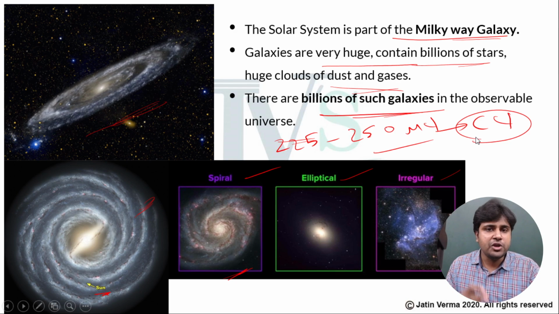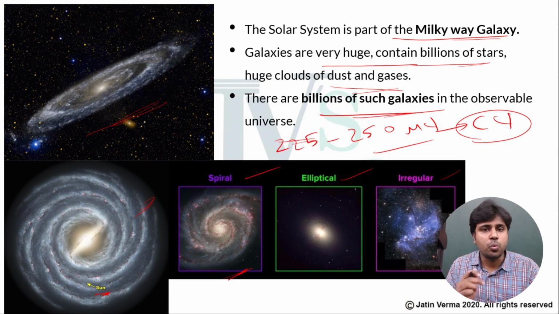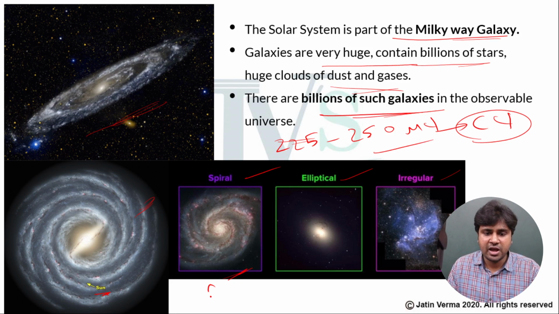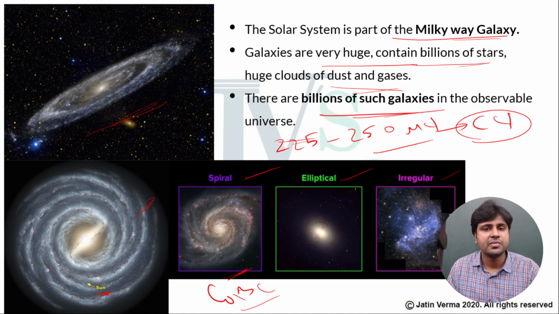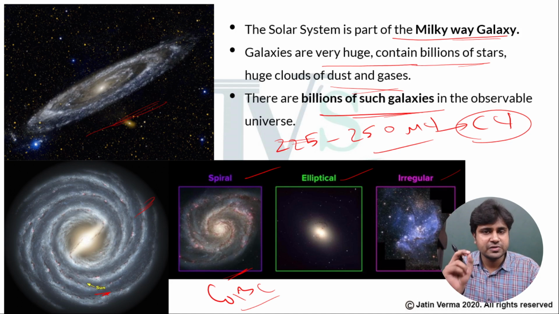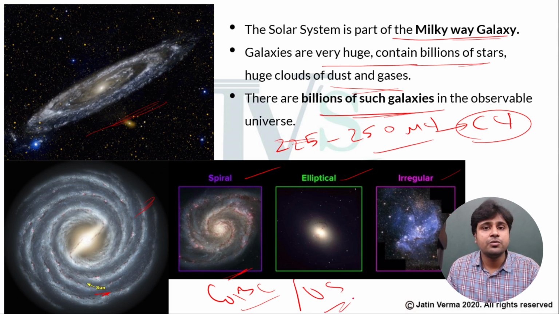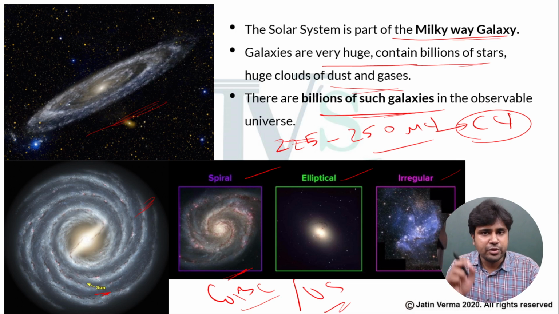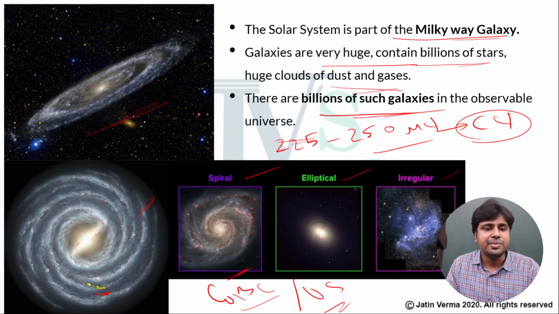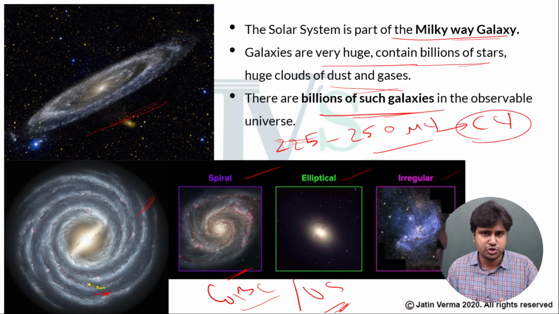Okay, now let me just tell you something which is very interesting. So if you reduce the size of sun to a white blood cell, now we know that we have white blood cells, right, in our body. So if you reduce the size of sun to white blood cell, then the size of Milky Way Galaxy will be the size of United States. Just imagine. Let me just repeat this one more time. If you reduce the size of sun to that of a white blood cell in our body, then the size of Milky Way Galaxy would be that of the size of United States. So Milky Way Galaxy is so huge.